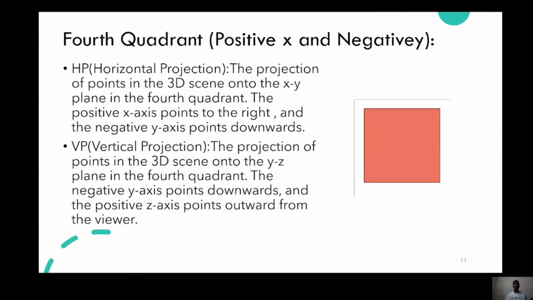In the fourth quadrant, positive x-axis and negative y-axis. At horizontal projection, the projection of points in the 3D scene onto the xy plane in the fourth quadrant, the positive x-axis points to the right and negative y-axis points downwards. At vertical projection, the projection of points in the 3D scene onto the yz plane in the fourth quadrant, the negative y-axis points downwards and positive z-axis points outward from the viewer.